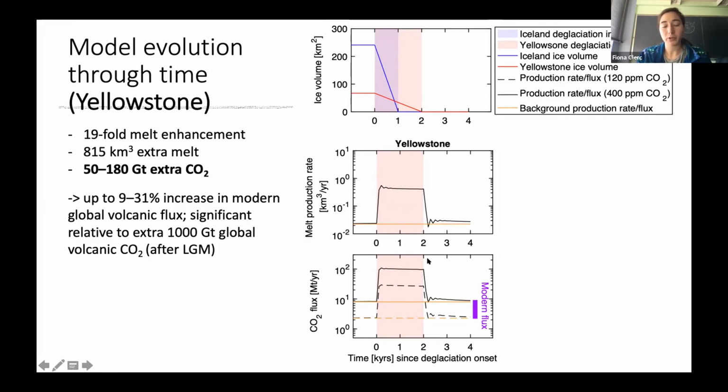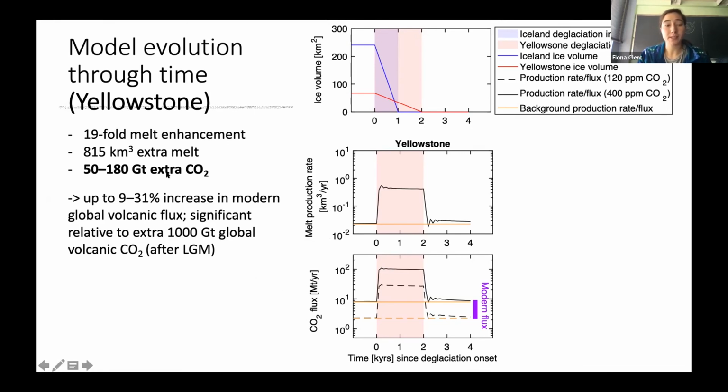And then on the bottom, I'm showing the rate at which CO2 is being extracted by the melts within the mantle. And so we use a range of mantle CO2 concentrations of 120 to 400 ppm in order to match these interpolated observed modern fluxes indicated by the purple bar. And so we see that during the deglaciation, the CO2 flux is enhanced relative to the background, and that the extra CO2 extracted throughout the deglaciation is 50 to 180 gigatons.